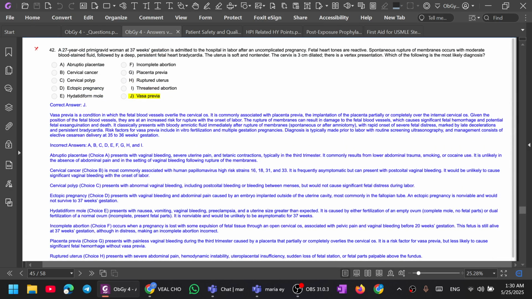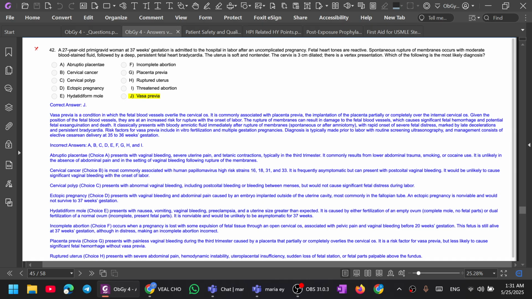Vasa previa is a condition in which the fetal blood vessels overlie the cervical os. It is commonly associated with placenta previa, the implantation of the placenta partially or completely over the cervical os. Given the position of the fetal blood vessels, they are at increased risk for rupture with onset of labor. The ruptured membranes can result in damage to the fetal blood vessels, which can cause significant fetal hemorrhage and potential fetal exsanguination. It classically presents with bloody amniotic fluid immediately after rupture of membranes, spontaneous or after amniotomy, with rapid onset of severe fetal distress marked by late decelerations and persistent bradycardia.